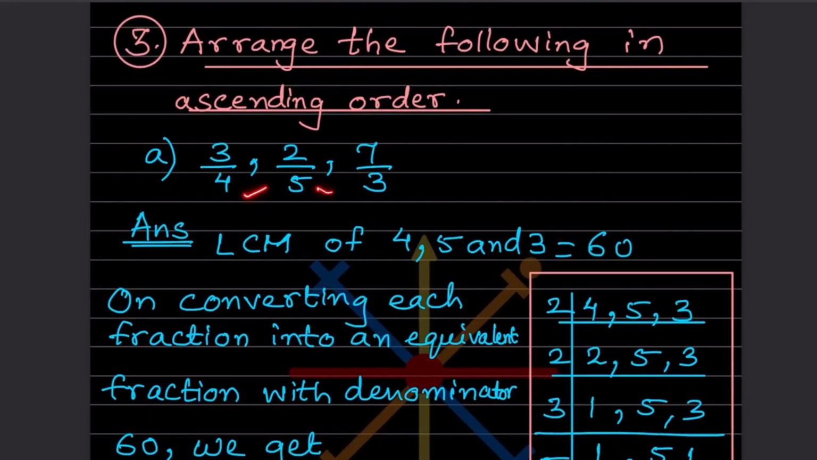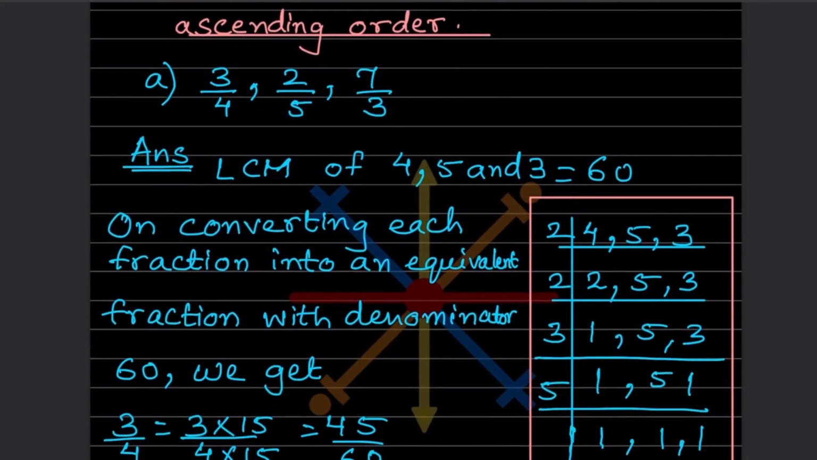So 4, 5 and 3, we will take the LCM. As I have told you in the previous videos, we always start with 2, if not then 3, 4 and so on. So let us go here. 2 twos are 4. This doesn't go with 2. This doesn't go with 2. So they will be as they are. Again 2 ones are 2. 5 and 3 remain as they are.